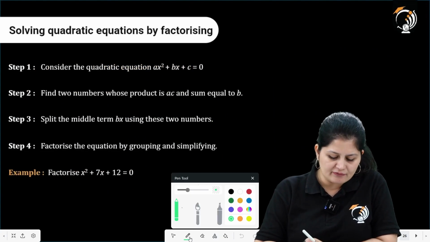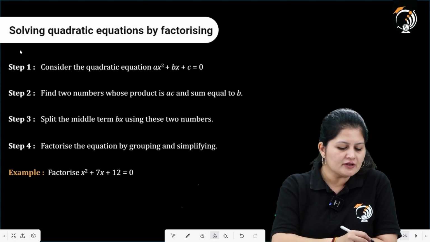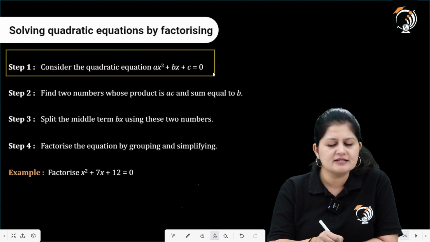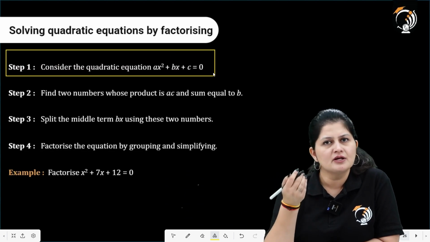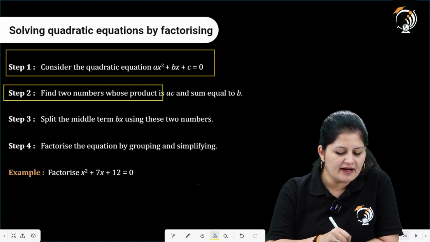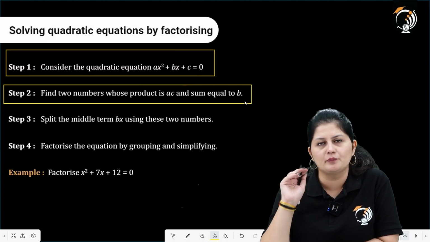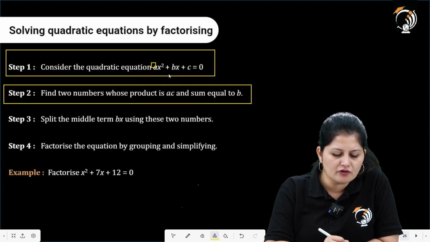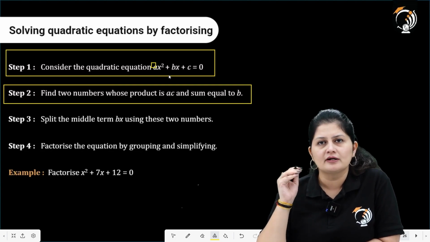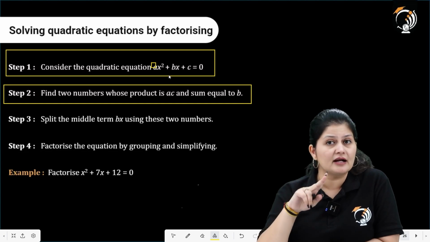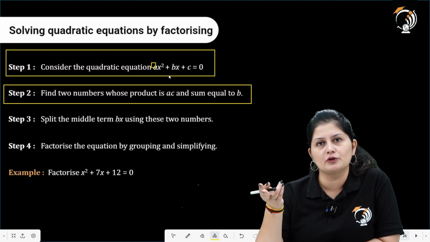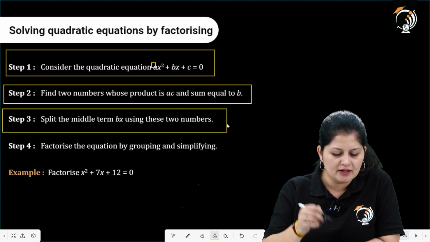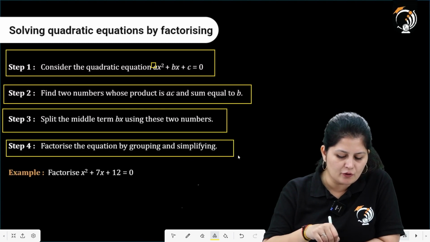So let's firstly understand what the steps to it are. Consider the quadratic equation ax square plus bx plus c equal to 0, right? Just in case it is not equated to 0, you can do it by using some transpositions here. Then the next step says find two numbers whose product is AC and sum equal to B. So we need to find two numbers whose product is equal to the coefficient of x square times the constant, right? And the other condition that you need to match here is that their sum needs to be equal to B. Okay. Now, the next step is to split the middle term bx using these two numbers, then factorize the equation by grouping and simplifying.